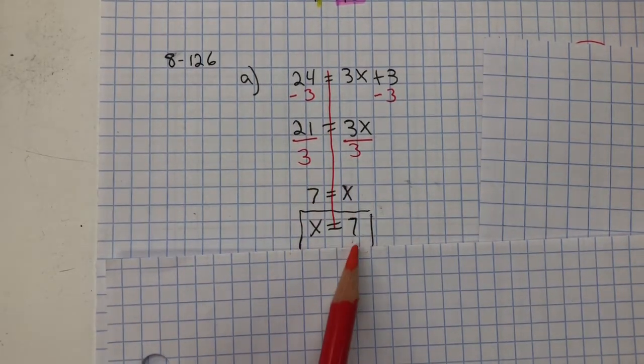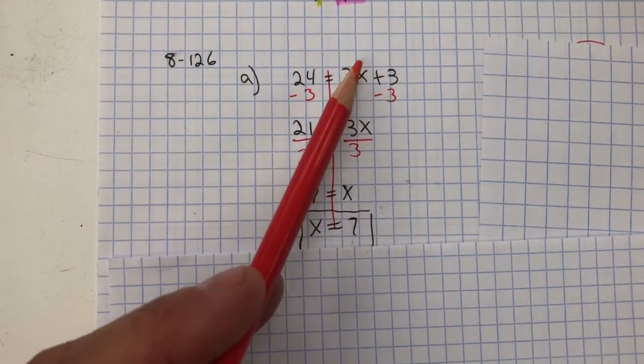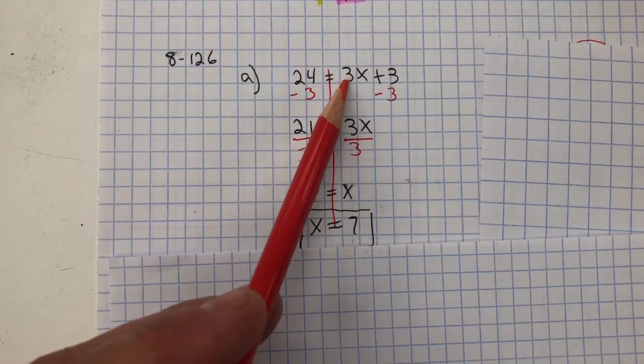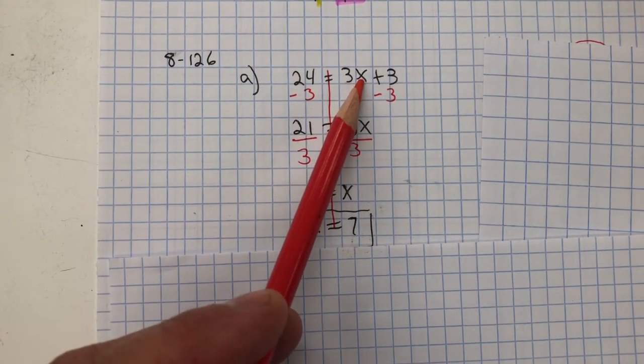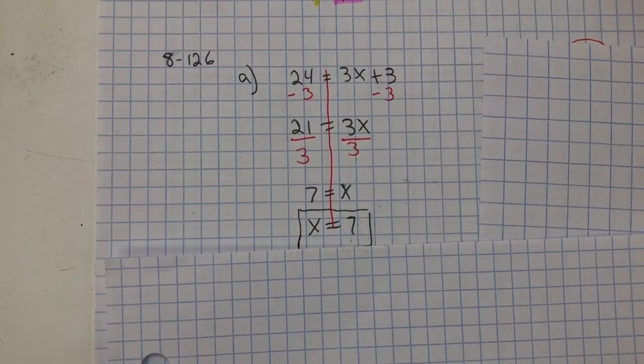And then you always want to put your solution back into the equation to make sure it's true. 3 multiplied by 7 is 21, plus 3 is 24, so that is true.